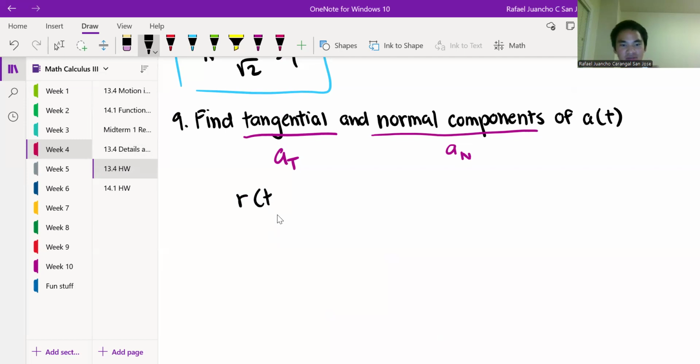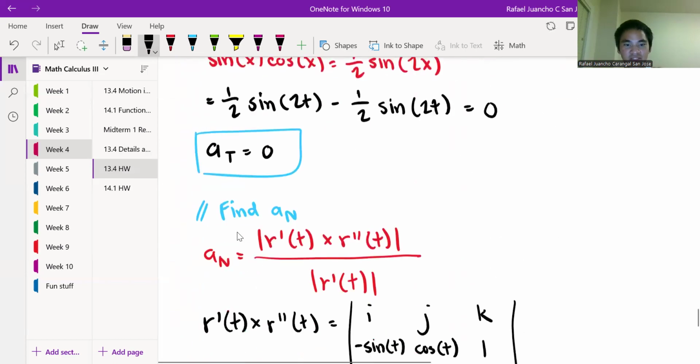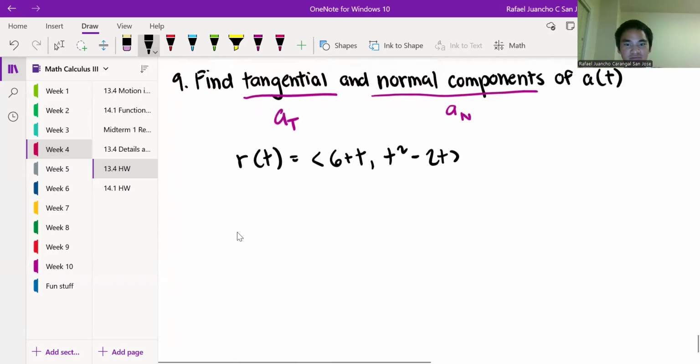Here we're given a position vector. I'm gonna make it in vector form because I want to. So my x component is 6 plus t. So this is now in 2D. Then my y component is t squared, oh my bad, t squared minus 2t. Cool. Now we find everything we need to find. Let's find my first and second derivative for now. Actually, also my speed.